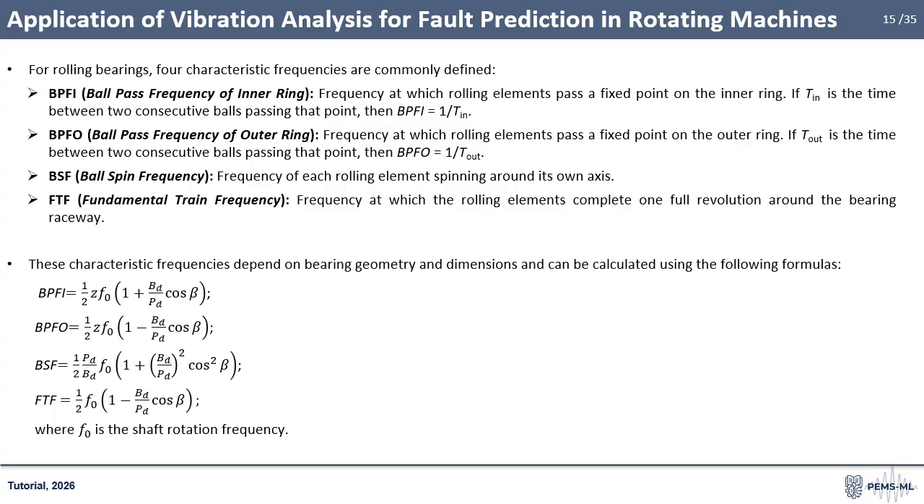Four characteristic frequencies are commonly used in rolling bearing analysis. The ball pass frequency of the inner ring describes how often rolling elements pass a fixed point on the inner ring, while the ball pass frequency of the outer ring refers to the frequency at which rolling elements pass a fixed point on the outer ring. The ball spin frequency represents the rotational speed of each rolling element about its own axis, and the fundamental train frequency defines the frequency at which the rolling elements complete one full revolution around the bearing raceway. All of these frequencies depend on the bearing geometry and dimensions and can be calculated using the formulas shown on the slide.